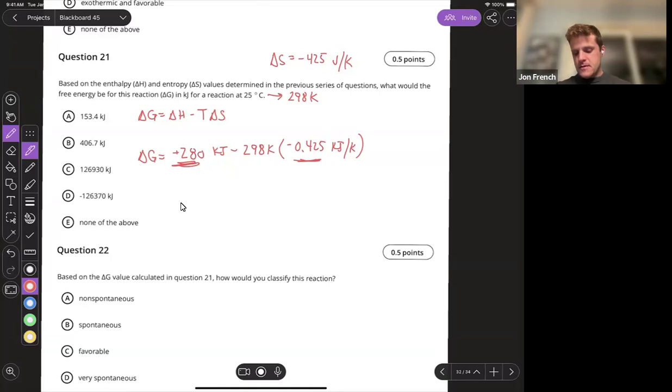All right, so 280 minus 298 times minus 0.425. And yeah, I get a delta G of 406 kilojoules. So positive delta G, things are not looking good for this reaction, right? That reaction is non-spontaneous as written.